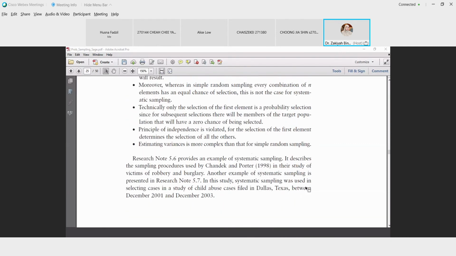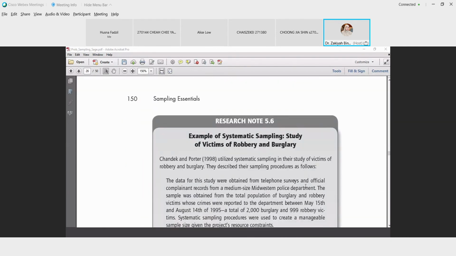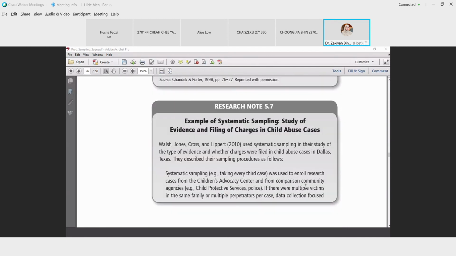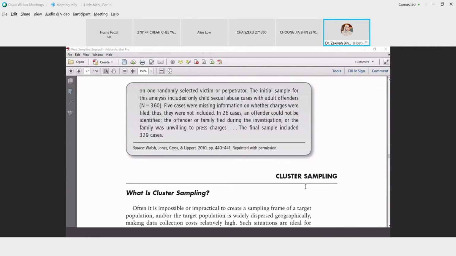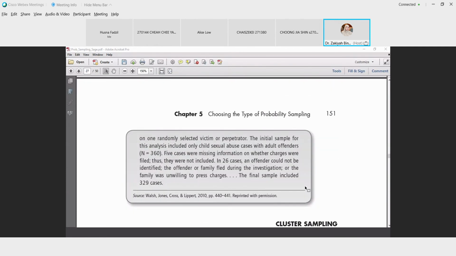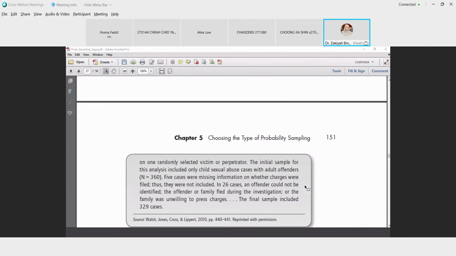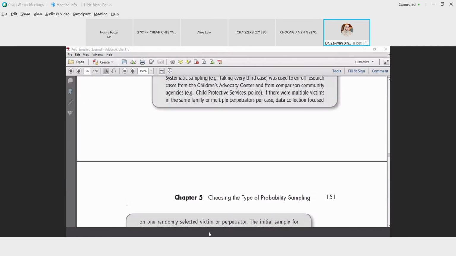I'm not gonna cover the rest here. There are some real life examples given here, not gonna cover them. Cluster sampling, that's for next week, since this Wednesday is a holiday. Any questions, guys, so far before we move to the textbook exercises?